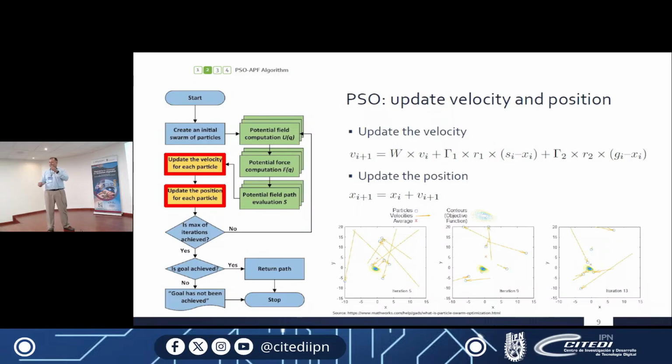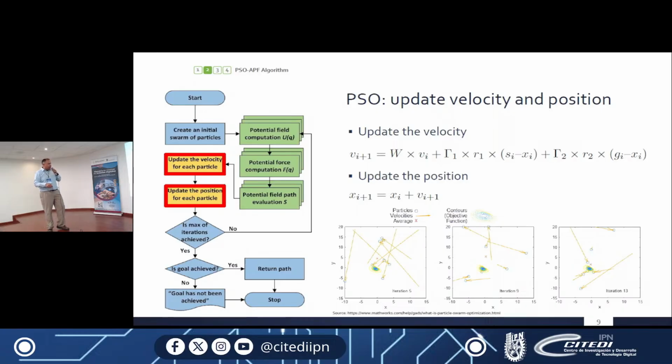Sorry, we are live. Okay, with this information of the velocity, we update the position of every particle with the updated velocity and the current position. We update the position of every particle.